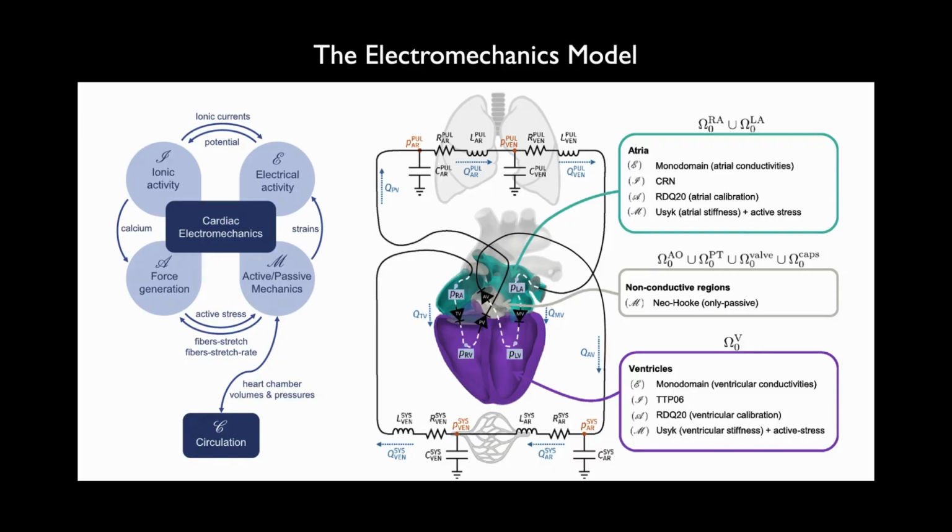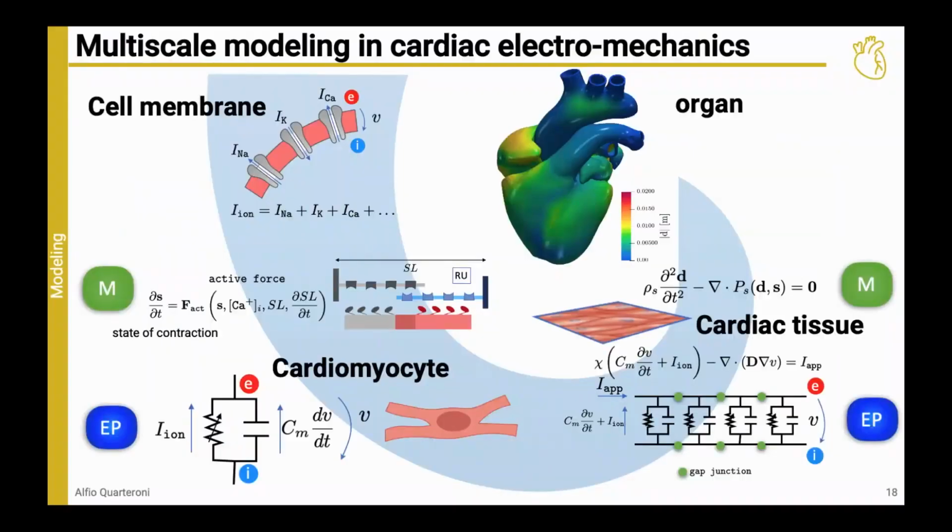So when you couple all together, you have what is called the electromechanical model. And with the electromechanical model, you can reproduce the heart beating. Okay? It's a multiscale problem. Go to the cell membrane, to the cardiomyocyte, to the cardiac tissue. So it's multiscale in space and in time. You have different scales of space dynamics and also temporal dynamics. So this is a heart beating.